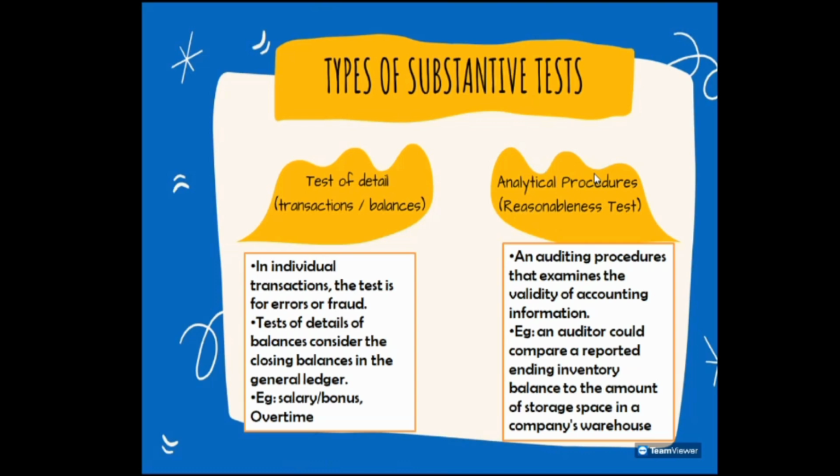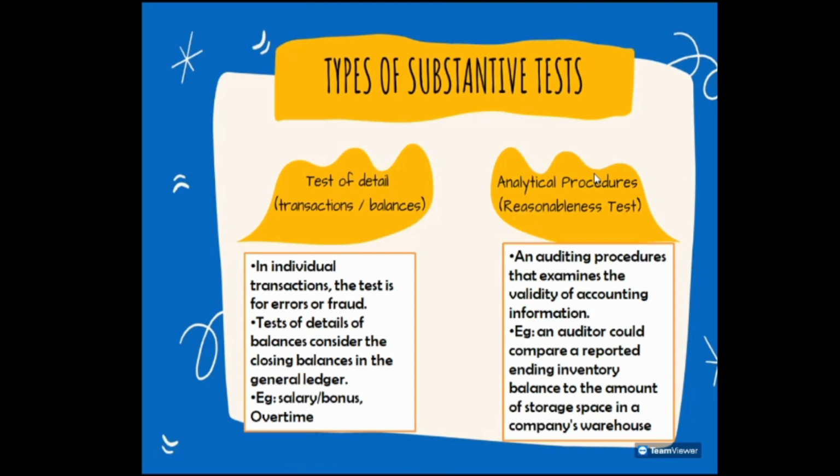Substantive test of transaction is for errors or fraud. Test of details of balances considers the closing balances in the general ledger. For example, an auditor may examine a large purchase of inventory by testing that the cost of the goods included on the invoice is properly recorded in the inventory and accounts payable.